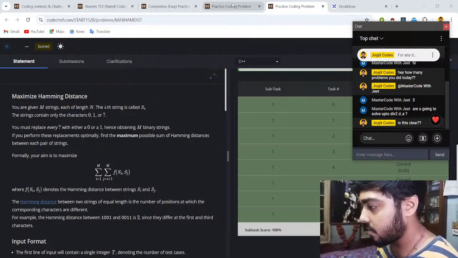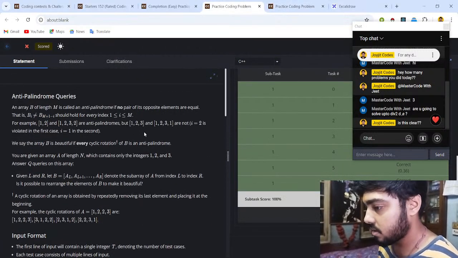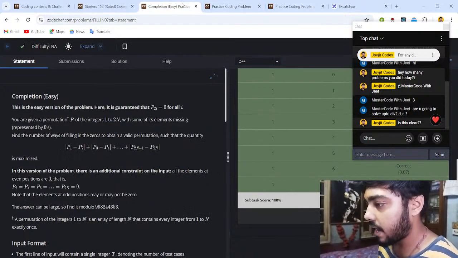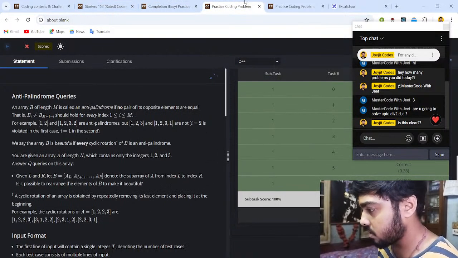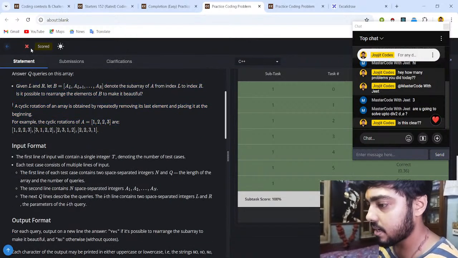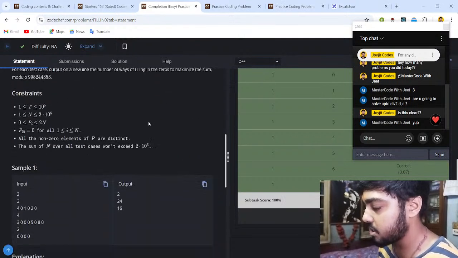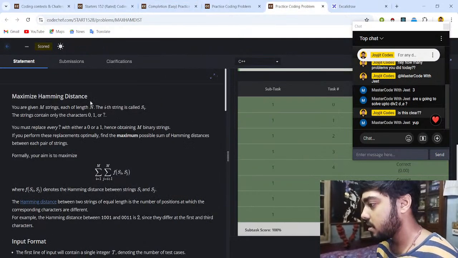And guys, I have done maximum Hamming distance. Oh, this is the anti-palindrome. Why is it showing a cross though? I don't know, I think it didn't get updated. So yeah, this is the anti-palindrome question, and this is completion easy. So let's go to the next question.